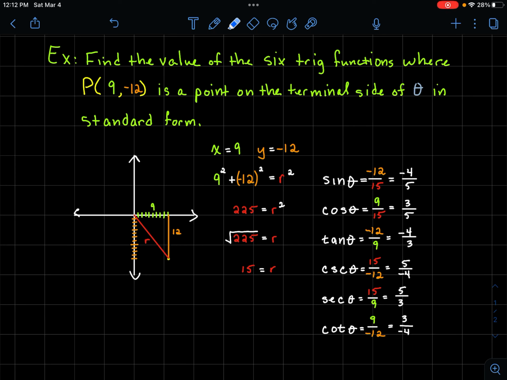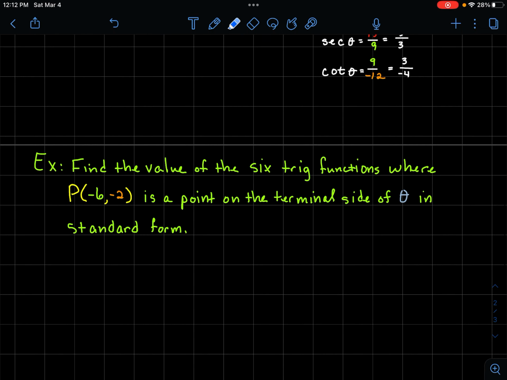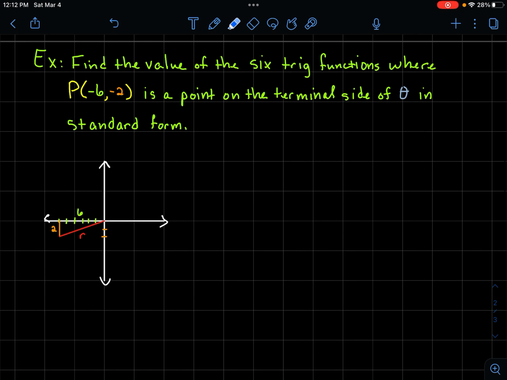Okay, let's take a look at a second example. Now we have the ordered pair -6, -2. We want to find those 6 trig functions. Again, let's take a look at the visual that we have here. If we plot the point -6, -2, we end up in the third quadrant. Again, we're going to have to find the r value. So we know that x is -6 and y is -2. Use the Pythagorean theorem to solve for the r value.